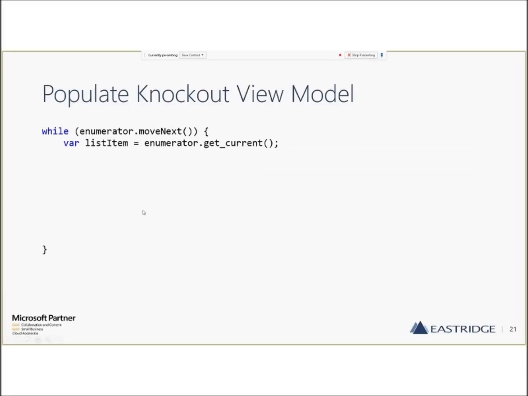So we're going to populate our view model. Knockout needs a view model to bind to, and we're going to populate it in this function. This is exactly what would appear within that query success method we saw on a previous slide. We're going to go into a little more detail of how we might work with that enumerator.